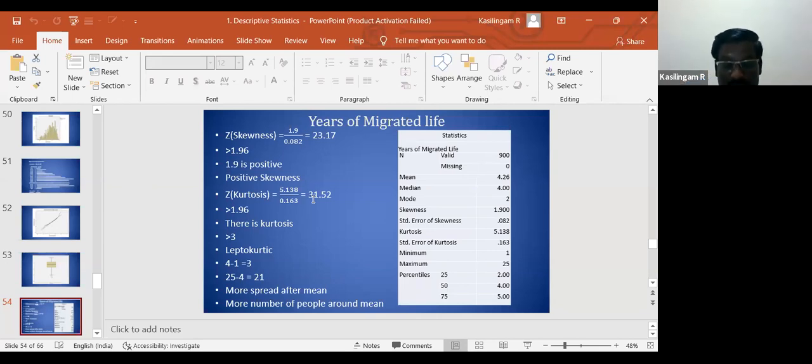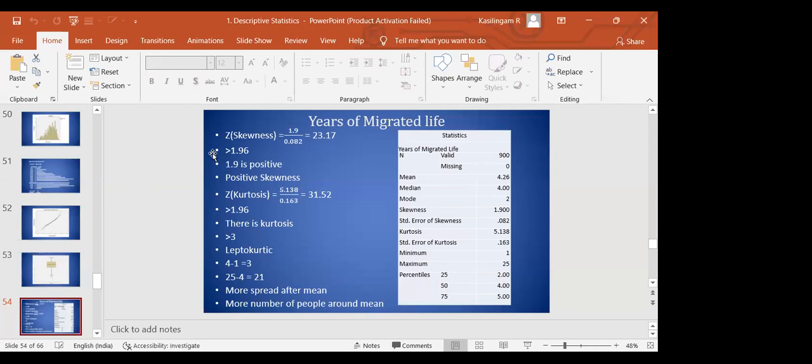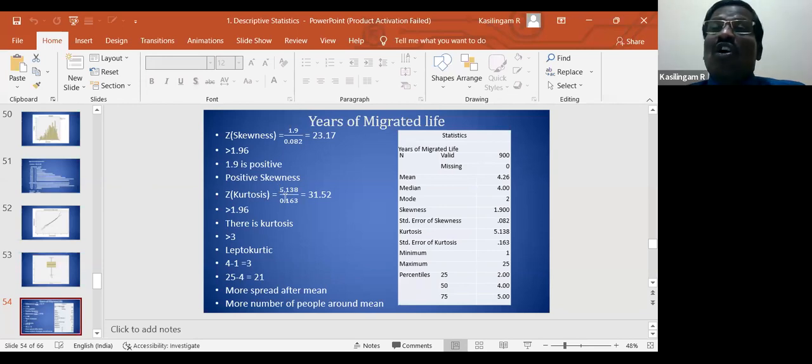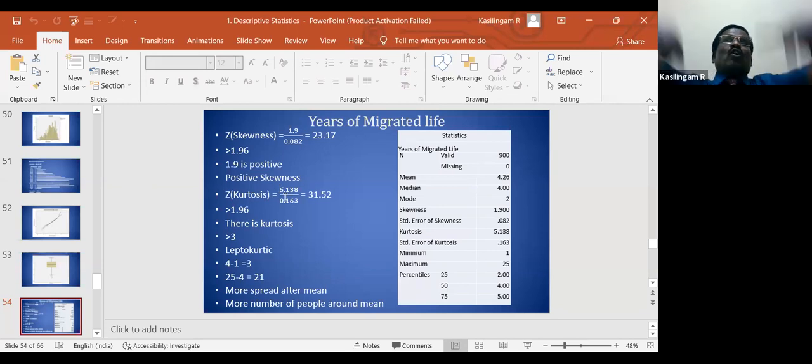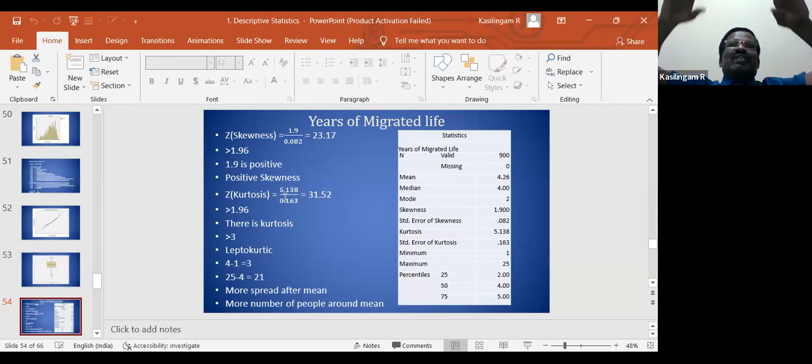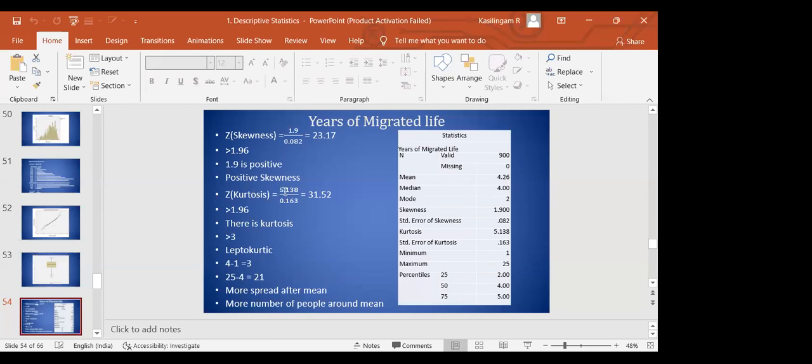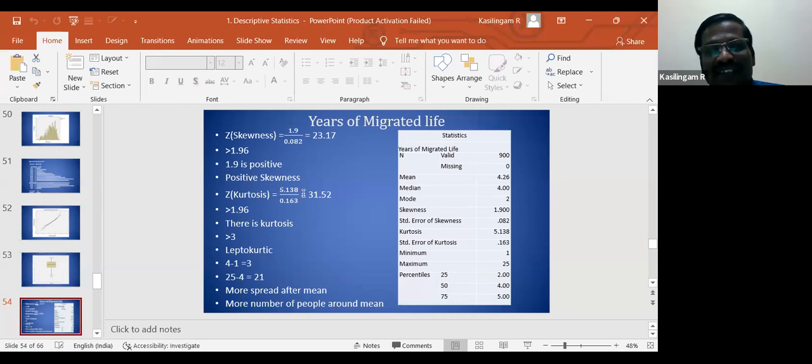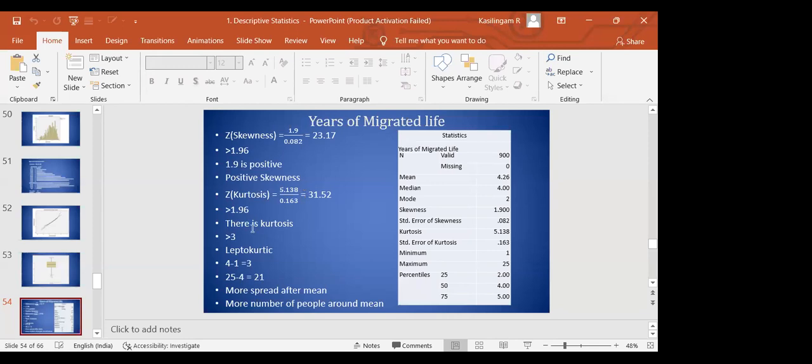It is not plus or minus. Here, when the kurtosis value is more than 3, then it is leptokurtic, leaping higher. When the kurtosis value is less than 3, it is flat. Here, what is the kurtosis value? 5.138. Is it more than 3 or less than 3? More than 3, which means leptokurtic.